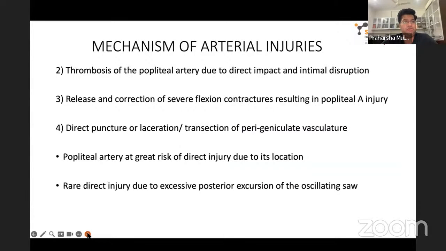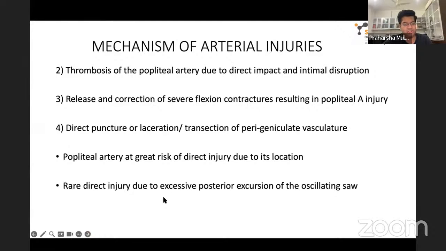The second one is thrombosis of the popliteal artery due to direct impact, as we said, and there is an intimal disruption of the artery. Release and correction of severe flexion deformities resulting in a stretch and popliteal artery injuries, direct puncture or laceration, transection of other vessels around the joint, such as perigeniculate vasculature. This usually happens on the lateral side where we encounter a larger number of bleeders, which could be both venous or arterial. So it is at the greatest risk of direct injury because of its location.